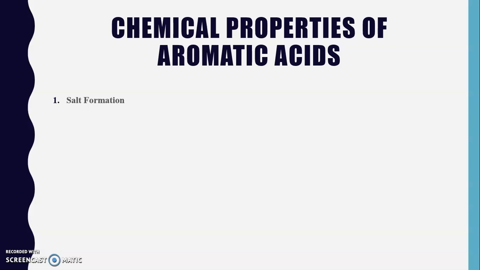Because aliphatic carboxylic acids do not show electrophilic substitution reaction, while aromatic acids show the electrophilic substitution reaction due to the presence of the benzene ring. So that's the difference between aromatic acids and aliphatic acids. So the first property that is shown by benzoic acid due to the presence of the carboxylic acid functional group is salt formation.